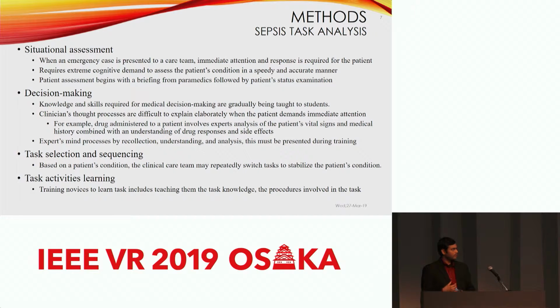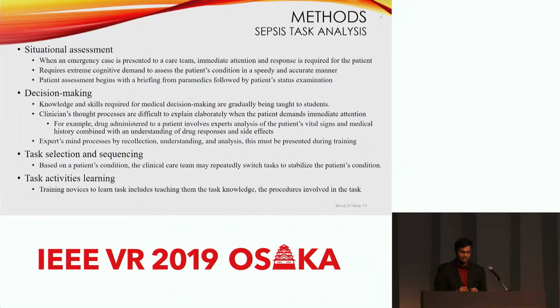We started this by analyzing the tasks that are involved, and we had 4 basic categories: situational assessment, decision making, task selection, and task activity learning. These 4 categories, we tried to group them, and then we tried to see what are the things that they need.